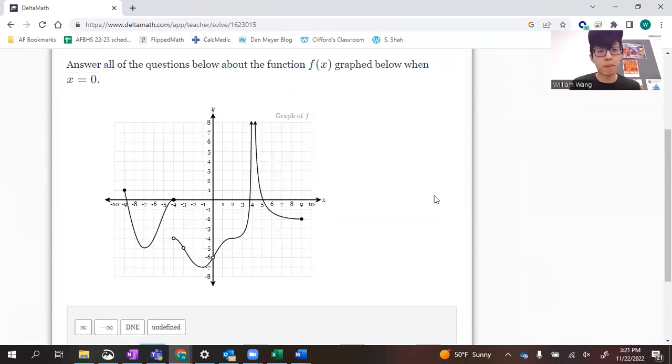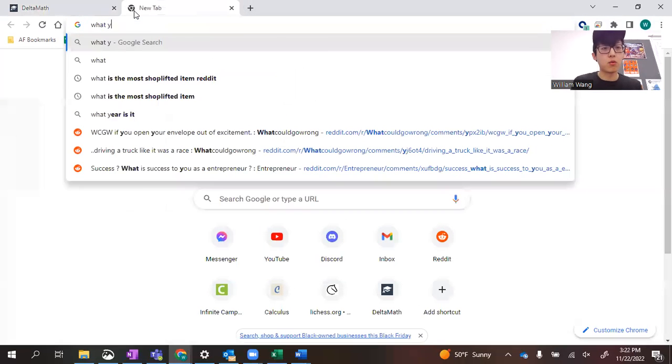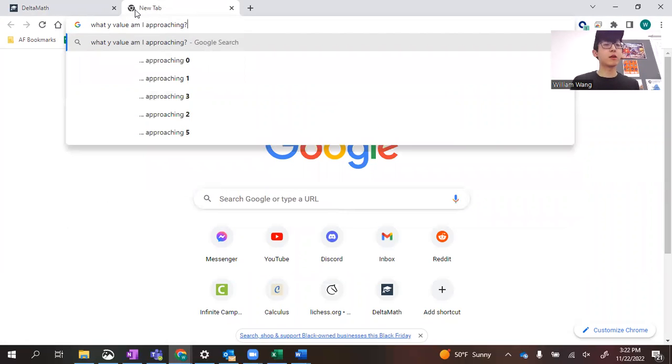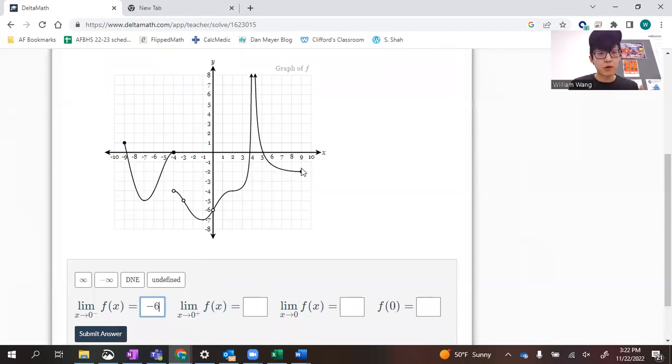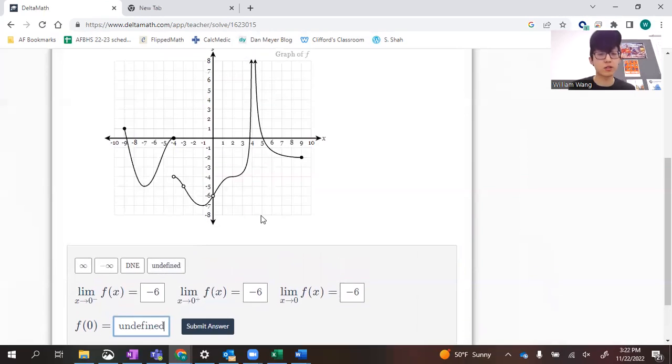Remember, the limit is all about, actually, I'm going to write it out here. What y value am I approaching? Right. So, negative 6. Approaching 0 from the right, I'm also approaching negative 6. From the left and the right, my limits are equal to each other. So my overall limit is going to be negative 6. When I go to f of 0, so this is not the limit, I'm not approaching anything. I just jump to 0 and I see an empty circle. So I know this is DNE, or actually undefined, whatever way. I think Delta Math takes either answer.